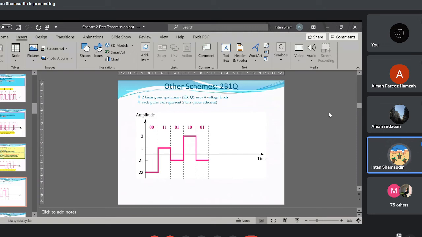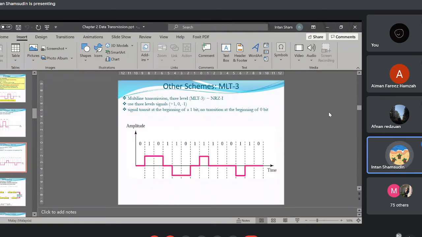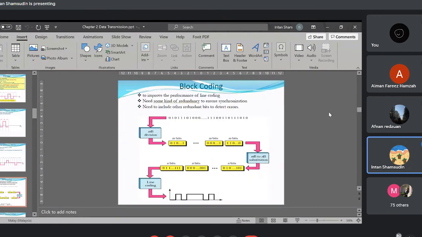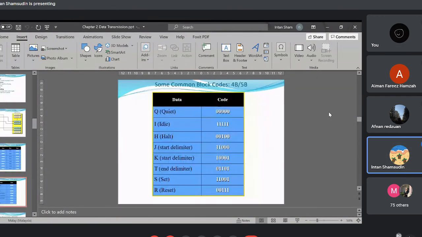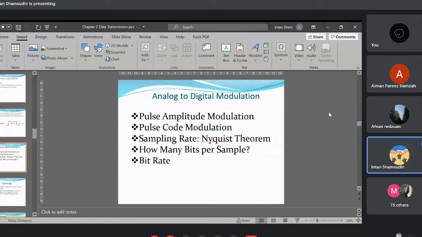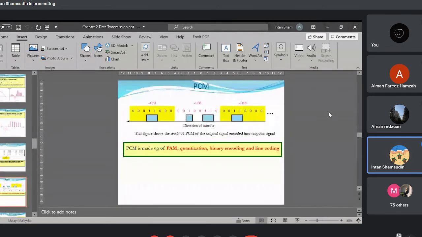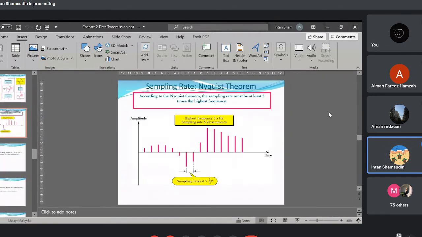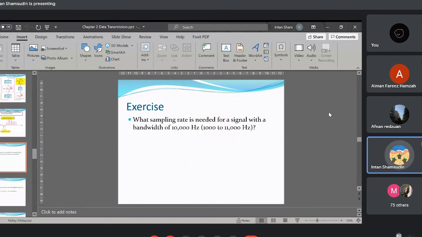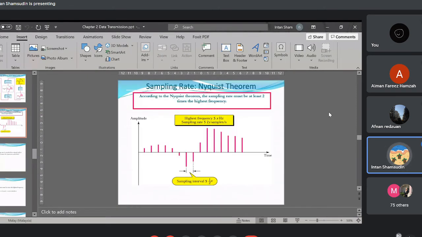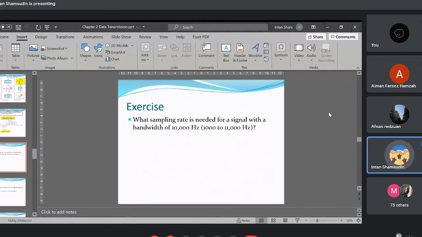This is ada scheme lah untuk line coding. B1Q, MLT3. Okay, and then kita ada block coding atau data modulation. Kan ada ni sampling. Right. Kita tak ada calculation yang kompleks. Tapi kita ada yang simple calculation lah. Contohnya macam ni lah exercise ni. Kalau you tengok dekat dalam textbook tu dia lagi kompleks lah. Guna-guna scientific calculator and stuff. Right?